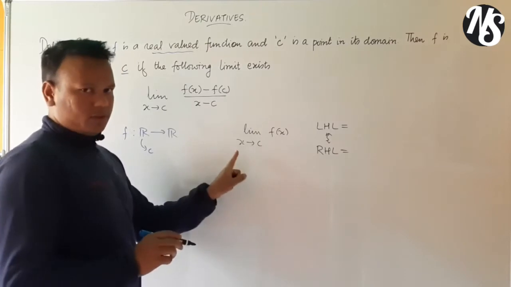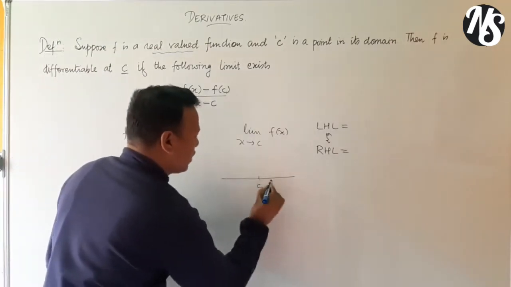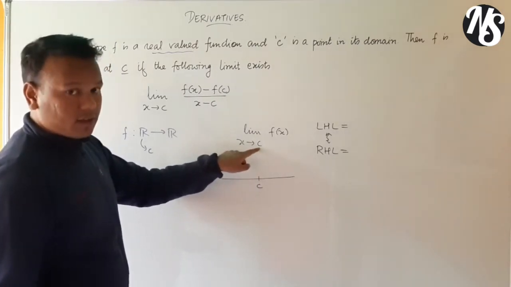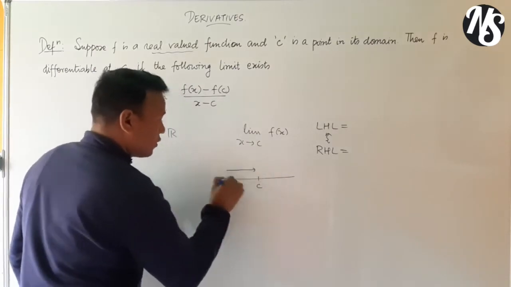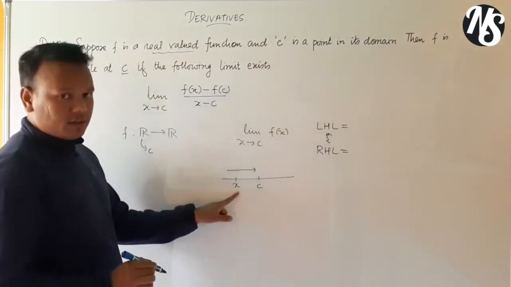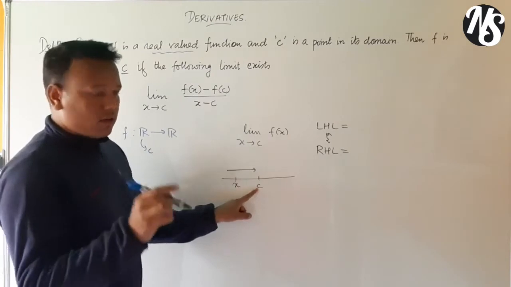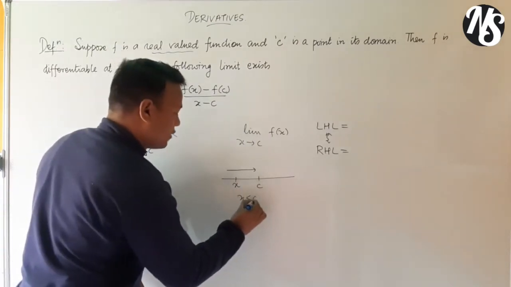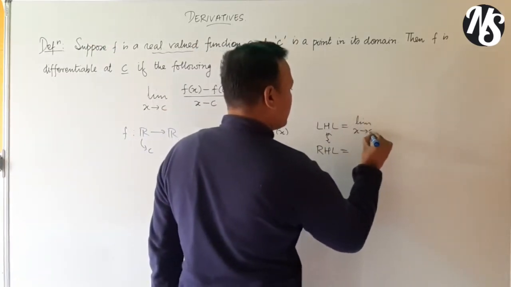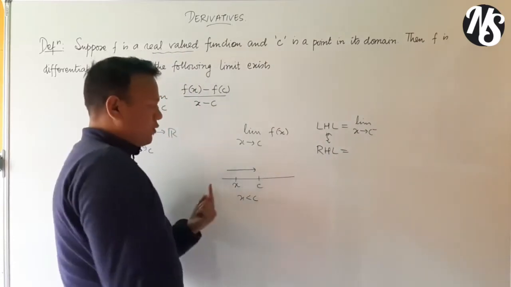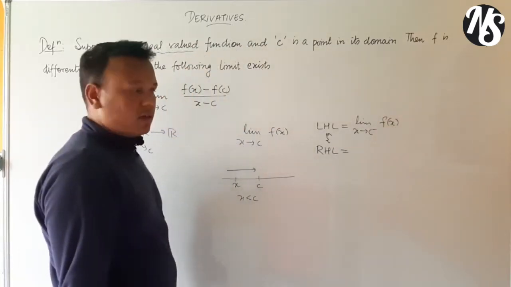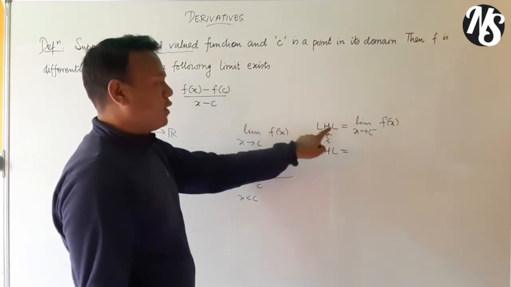So c is a point, and this is a point x which is approaching towards c. If x approaches c from the left, suppose x is here, approaching c, then x is less than c. That's why this is written as limit x tends to c from left. From left means from the negative side, so I have to write c minus, of f(x). Whenever you say this, it means this is your left hand limit.